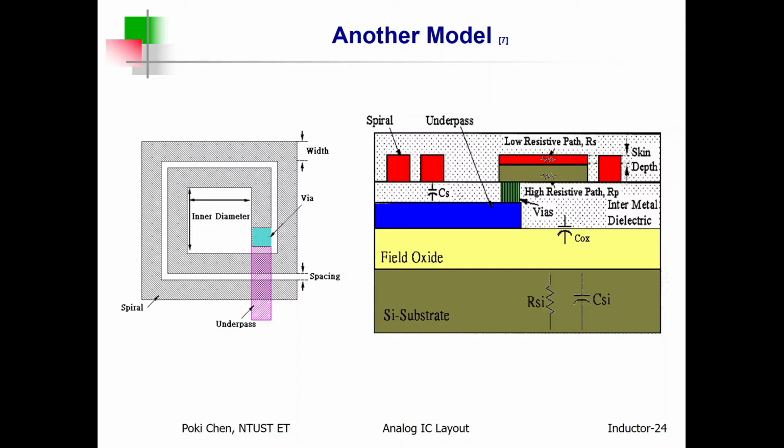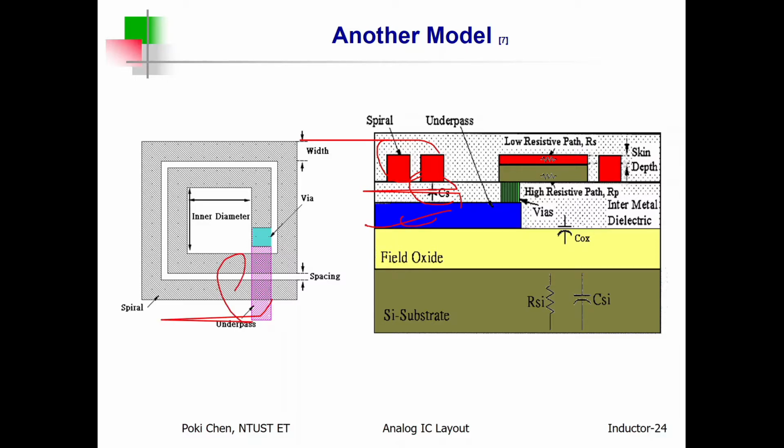Anyway, again you can see CS appears again and again, right? It shows up again and again. So it means what? It's really, really important for the operation of the inductor. Again, what is CS? That is the overlapped parasitic capacitance, the parasitic capacitance between the top metal and the overpass.